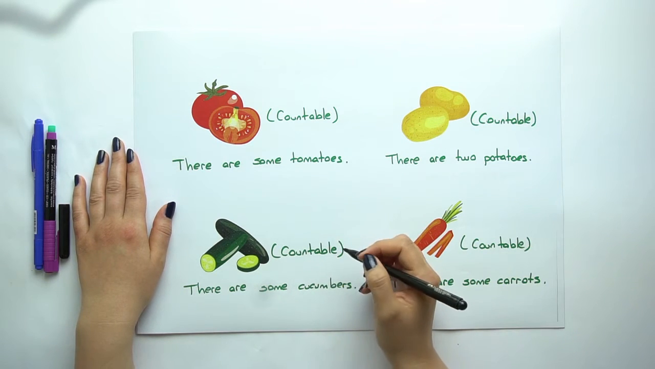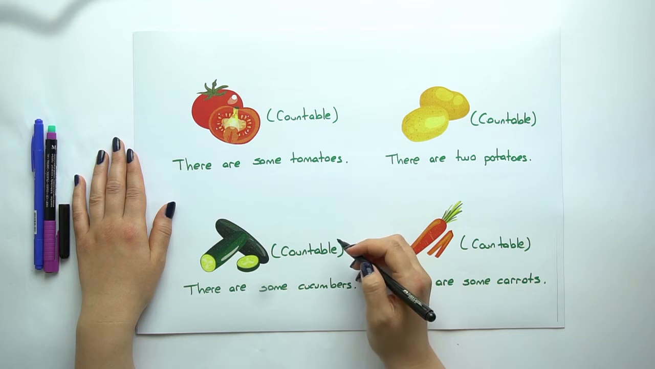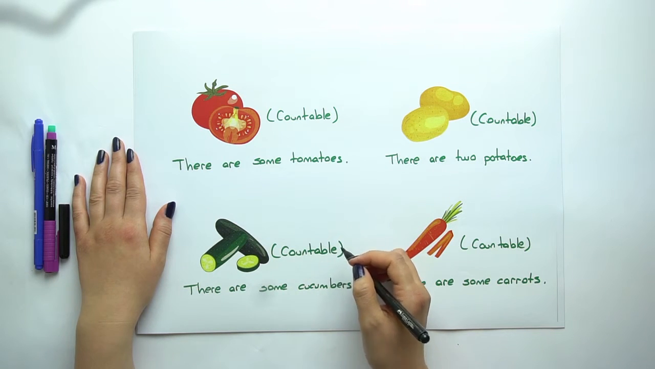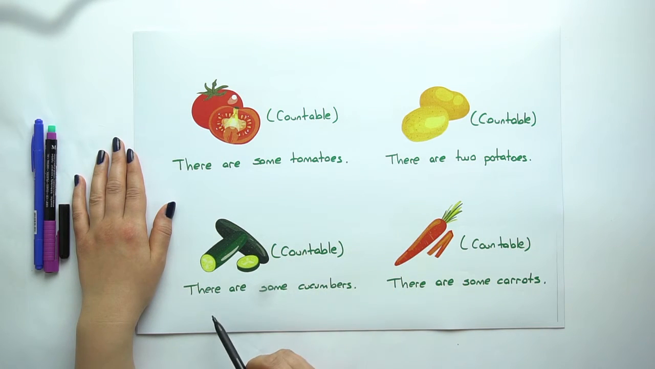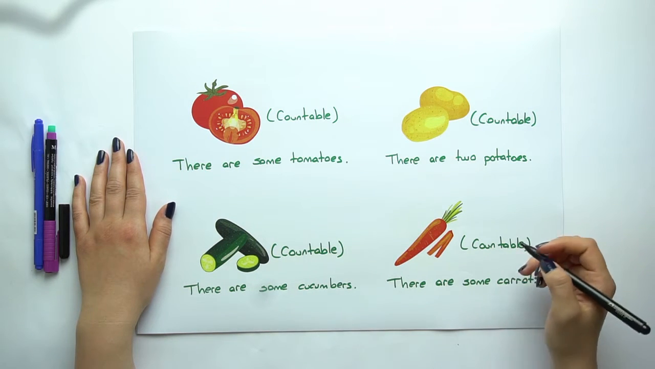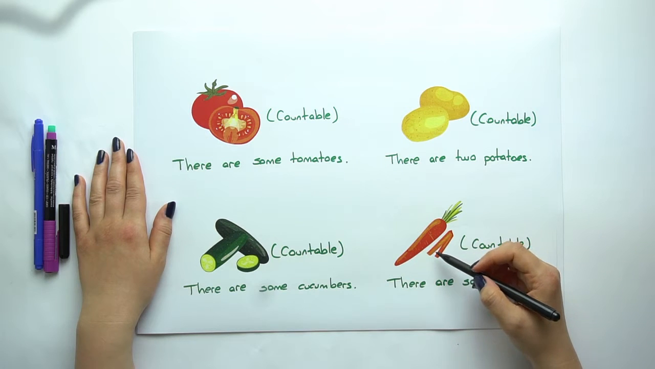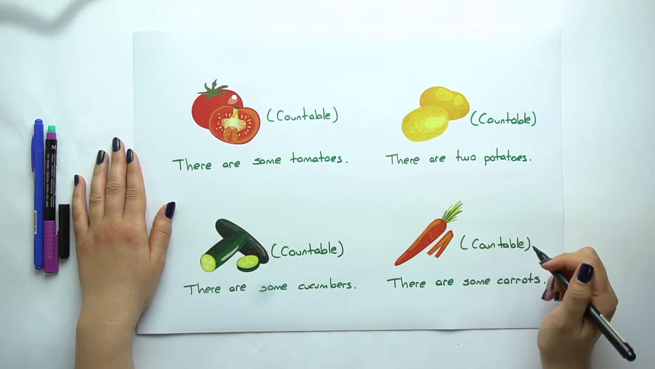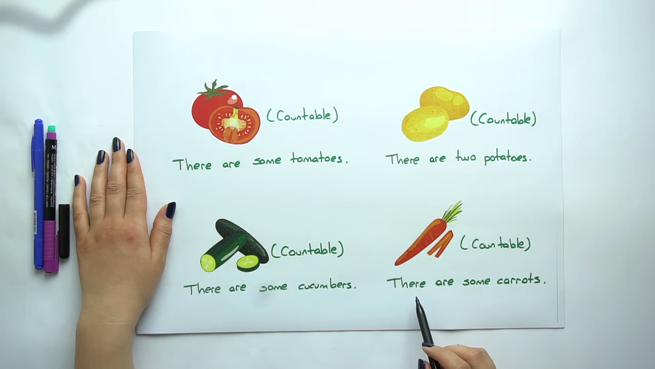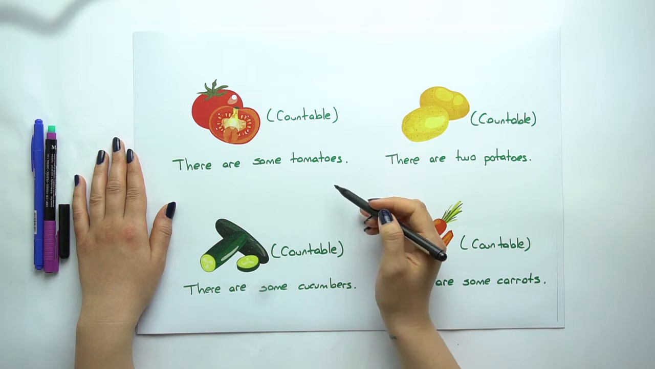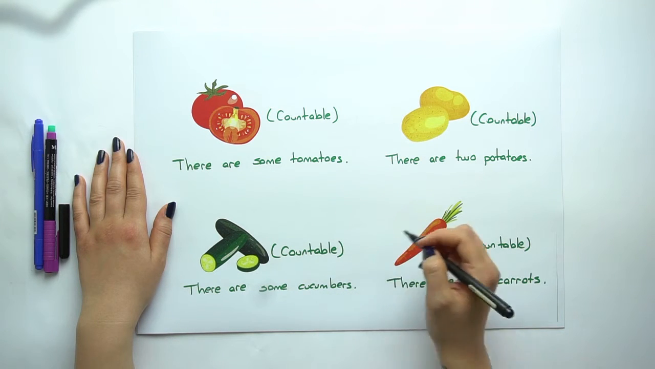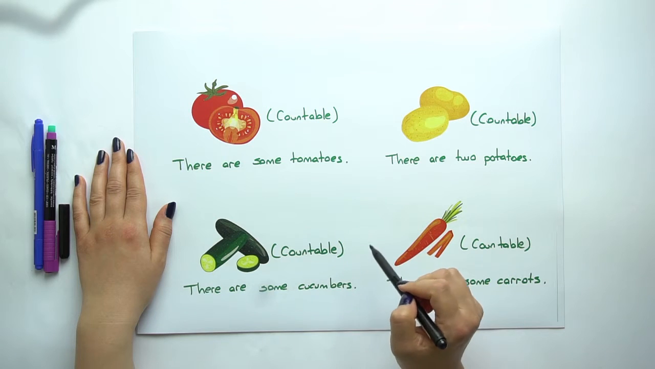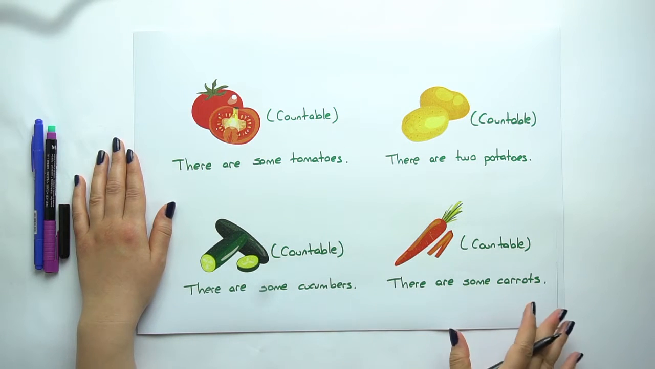Next one, we have cucumber. Okay, so for cucumber it's countable, and we can say there are some cucumbers. Next one, we have carrot. Carrot is a countable noun, and for this one we can say there are some carrots. You can see that since they are countable nouns, we can use the plural forms of these nouns.